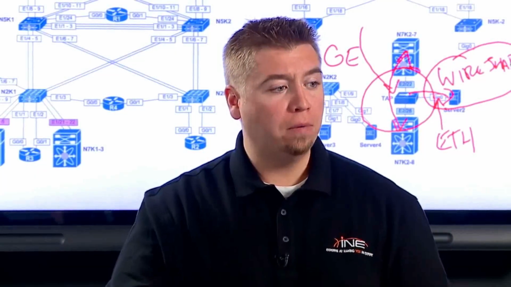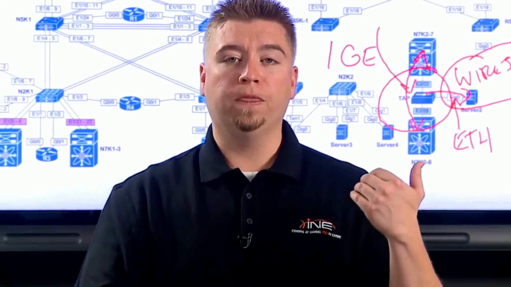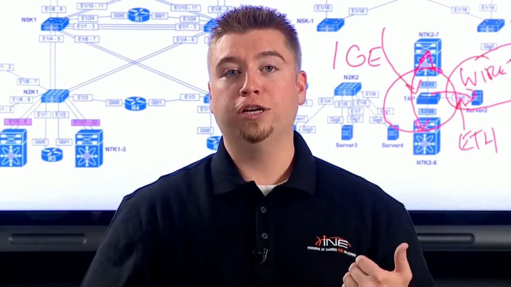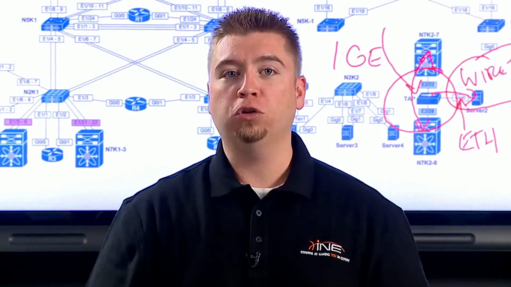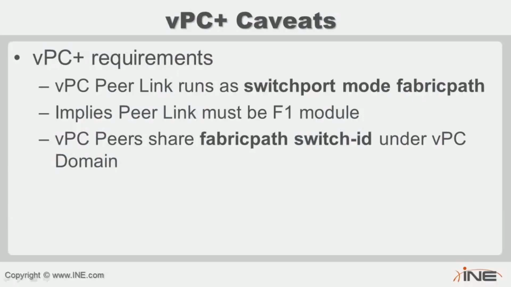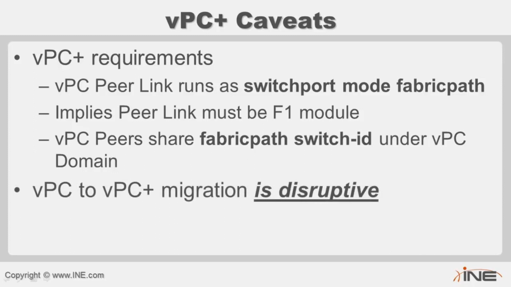Okay, now the potential problem becomes that we're moving the peer link from some other mechanism. We're not already using FabricPath, so the peer link will either be an M1 port with switchport mode trunk and spanning tree port type network, or an F1 using switchport mode trunk and spanning tree port type network. We need to migrate this to switchport mode FabricPath. This means that the VPC to VPC Plus migration is disruptive, so it will cause traffic forwarding failures while VPC Plus is reconverging.